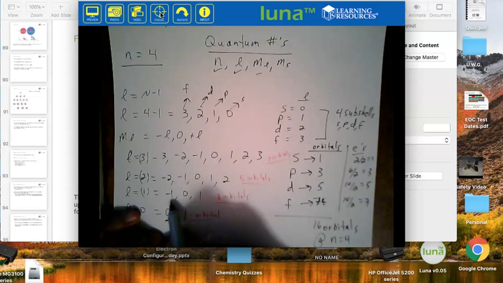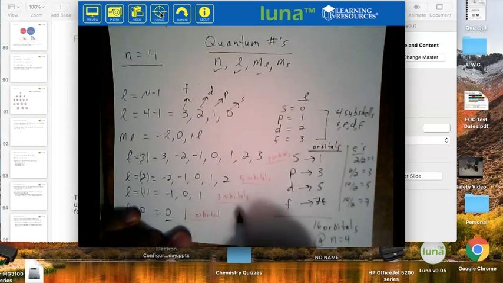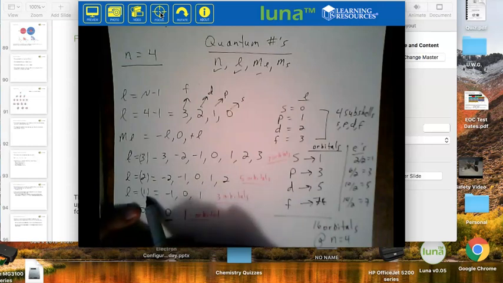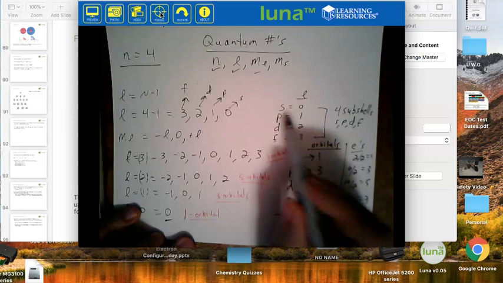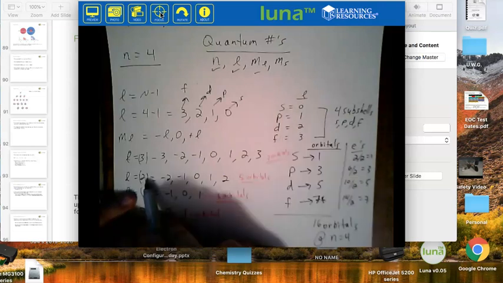See how there's 3 numbers here? 1, 2, 3. There are 3 orbitals. When L is equal to 1, isn't that the P subshell? There are 3 orbitals in the P subshell. See that? L equal to 2. There are 5 numbers there.